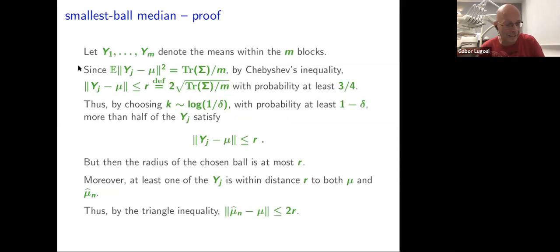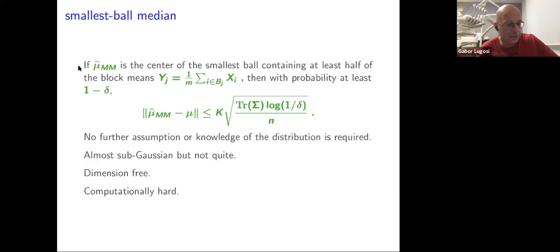It's really simple. It's a little exercise for you to prove that the center of the smallest ball that contains at least half of the block centers satisfies this. Okay, it's really simple.